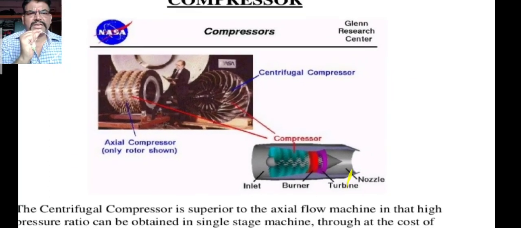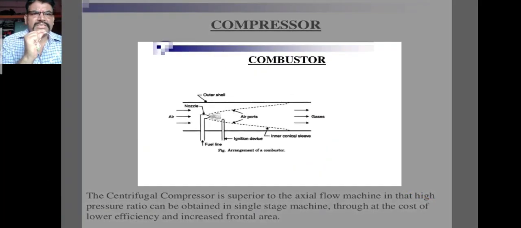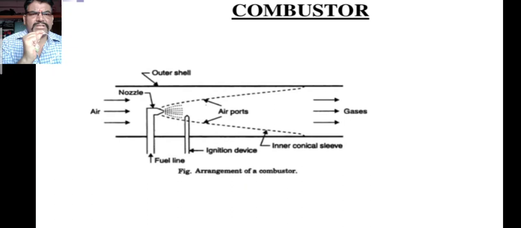Centrifugal compressor is superior to the axial flow machine in that high pressure ratio can be obtained in single stage machine, though at the cost of lower efficiency and increased frontal area. This is the actual cross section. You can see the compressor.